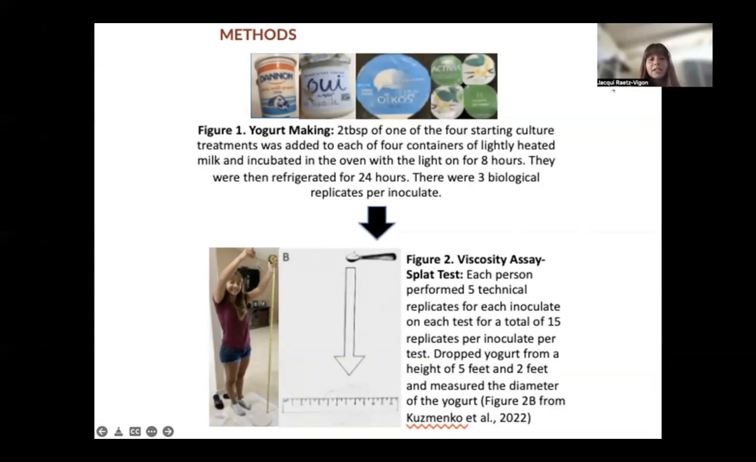To test viscosity, we conducted the splat test. We held a level spoonful of yogurt at a height of 2 feet and 5 feet and allowed the yogurt to drop.